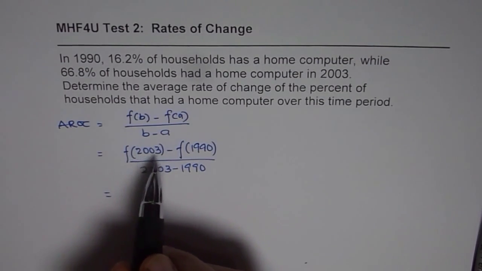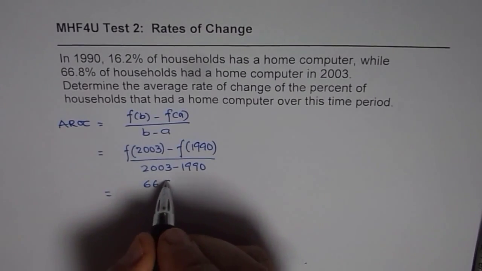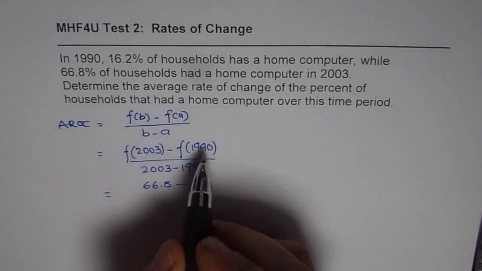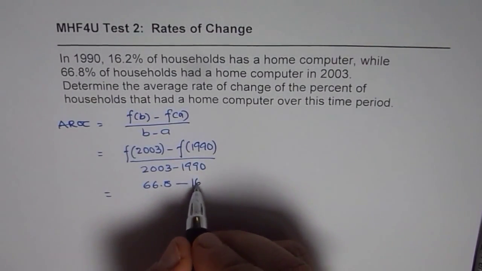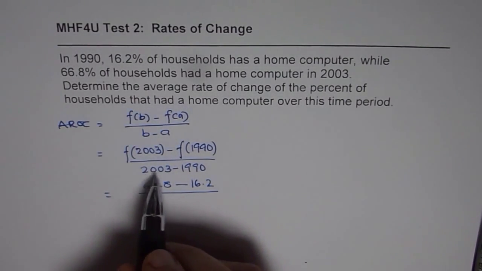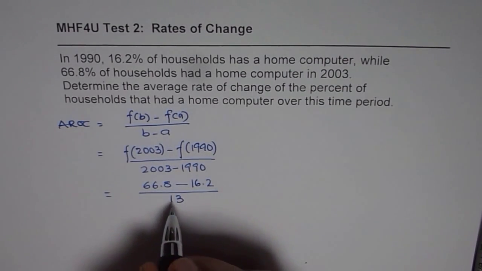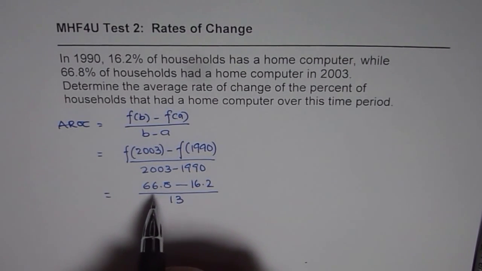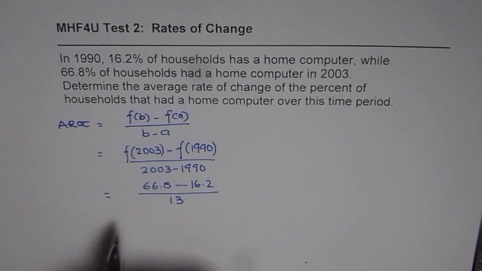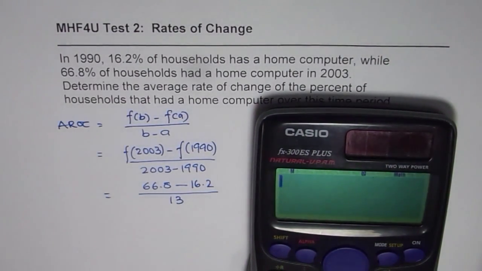Now in 2003 there was 66.8, so we'll write 66.8 minus, in 1990, 16.2 households had a computer, correct? Divided by 2003 minus 1990, which is over a period of 13 years, that percentage rose from 16.2 to 66.8. So that figure gives us the average rate of change. So now we can use our calculator and find the answer.